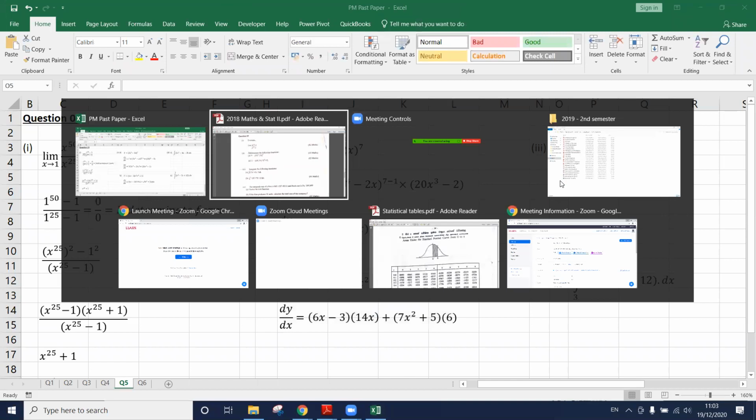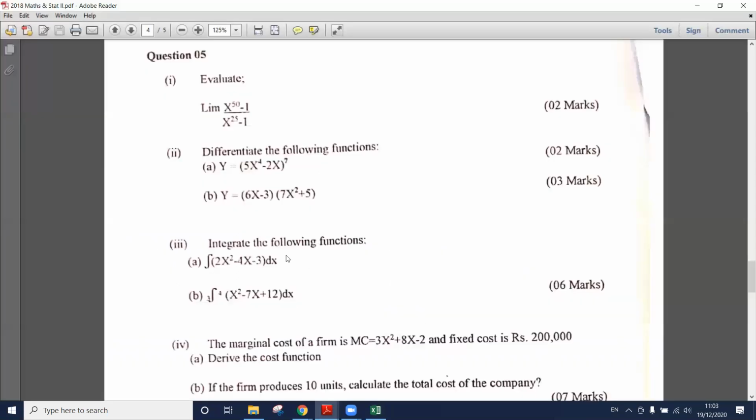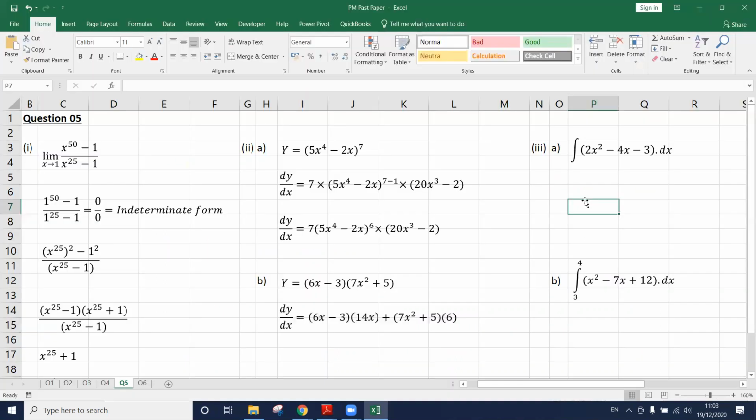And in part 3 we need to integrate the given two formulas, or the given two functions.